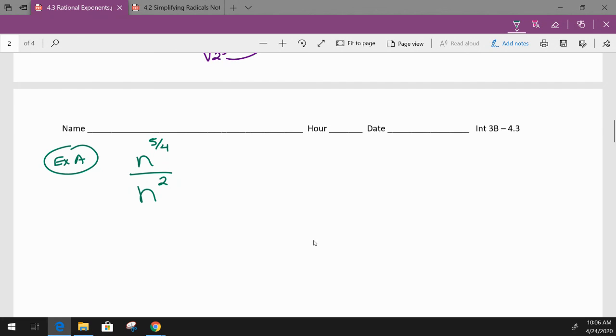But the same idea is true, that when you have the same base, you need to subtract the exponents when you're dividing. Again, you need to get a common denominator, so your common denominator will be 4. So 2 is technically 2 over 1, so I multiply the top and the bottom by 4, and I would get 5/4 minus 8/4. You always want to leave your fractions improper. So now when I take 5/4 minus 8/4, I get n to the negative 3/4.